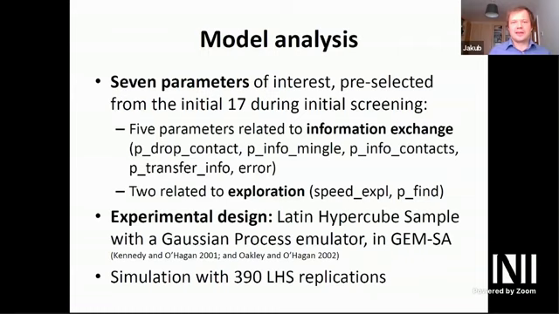For the analysis of the model, we used the framework designed by Marc Kennedy, Anthony O'Hagan, and Jeremy Oakley in the early 2000s. The framework is based on Gaussian process emulators, or meta-models, which build a statistical model of the relationships between inputs and outputs of the agent-based model. A bit more about this in a few slides' time.